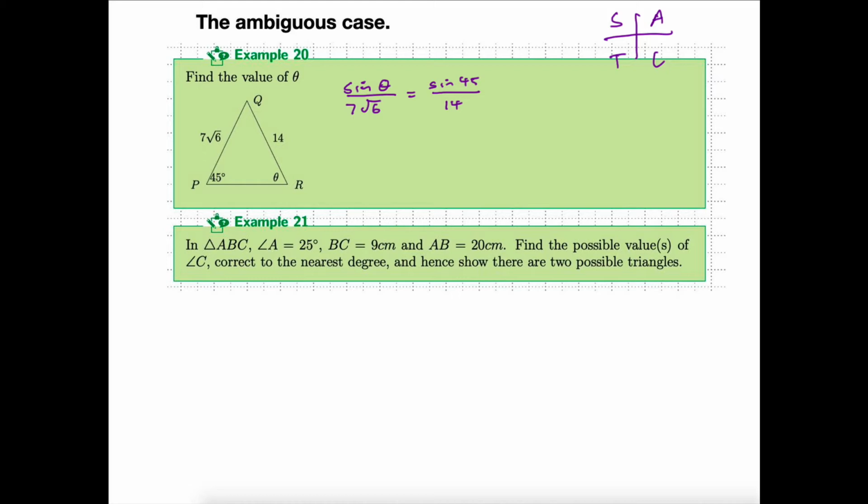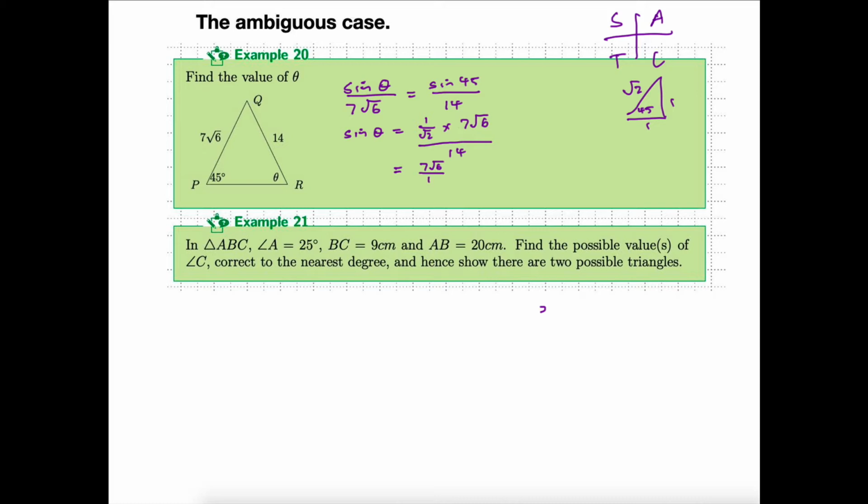Now, sine of 45 is 1 on root 2, so let's just write those in. So sine theta, thinking of the special angle, sine 45 is 1 on root 2, so this will be 1 on root 2 times 7 root 6 on 14. I can already see this is going to be a special angle. And that becomes 7. Now root 6 on root 2 is root 3. So it's 7 root 6 on 14.